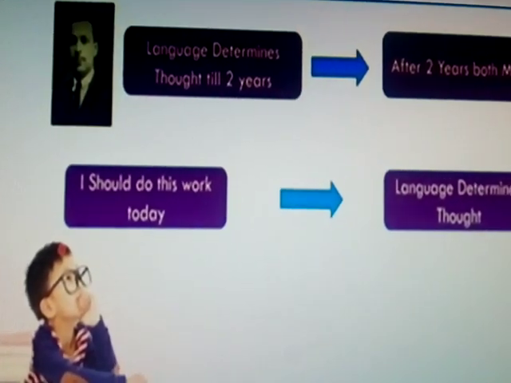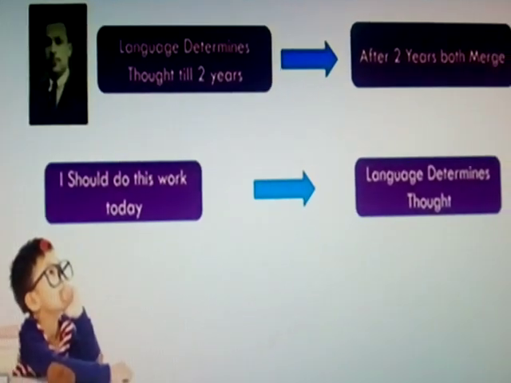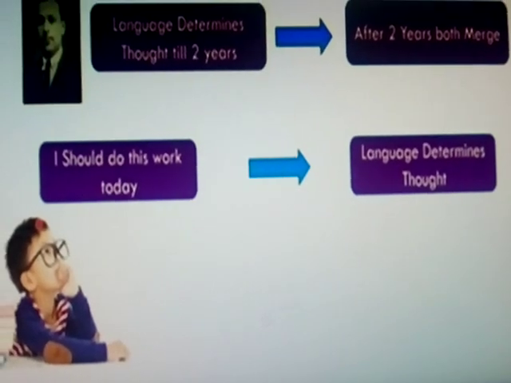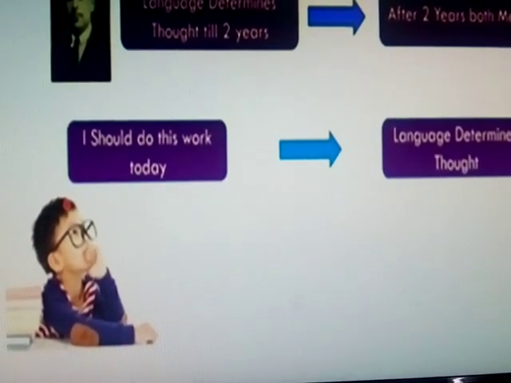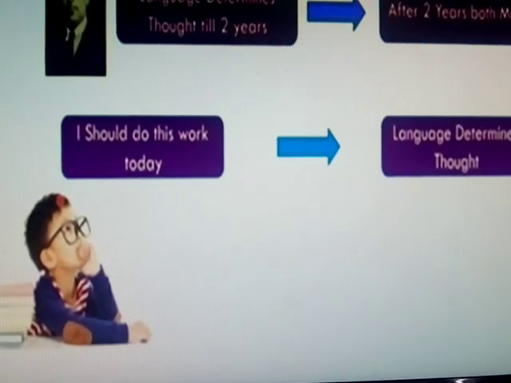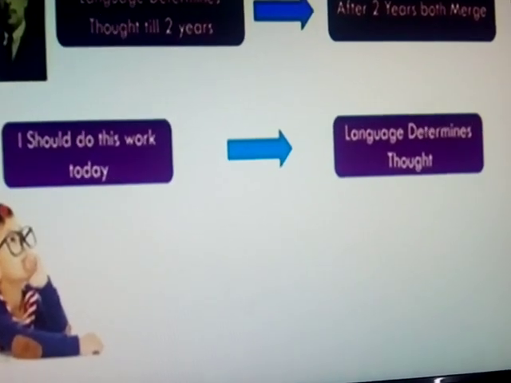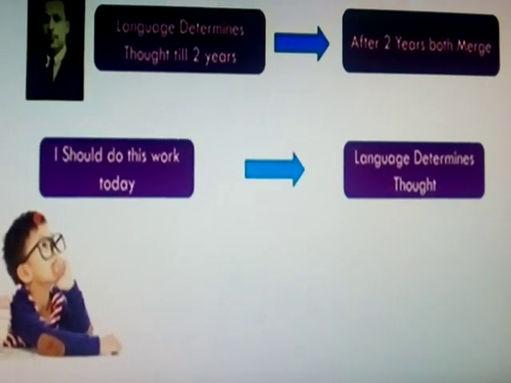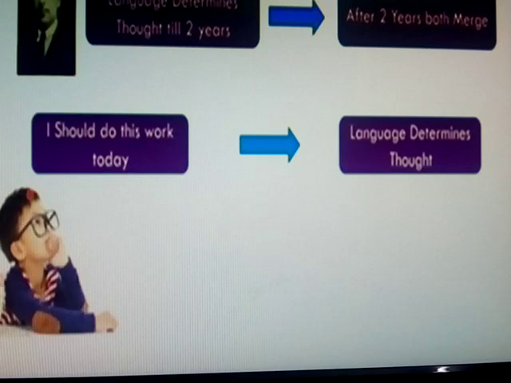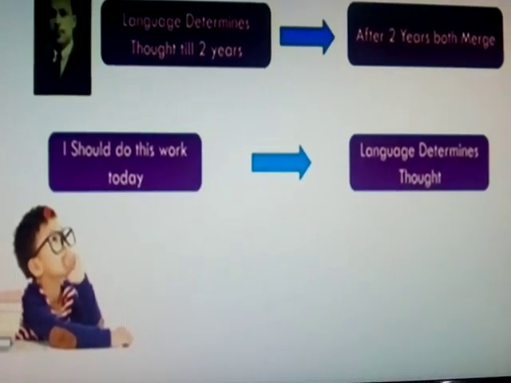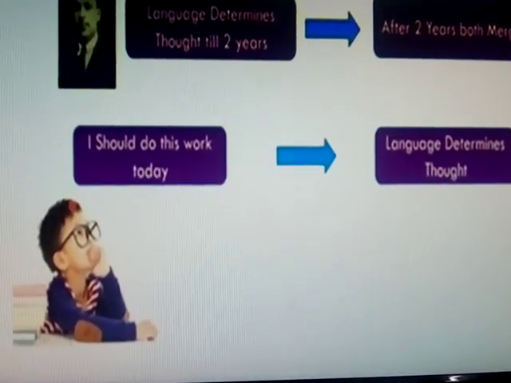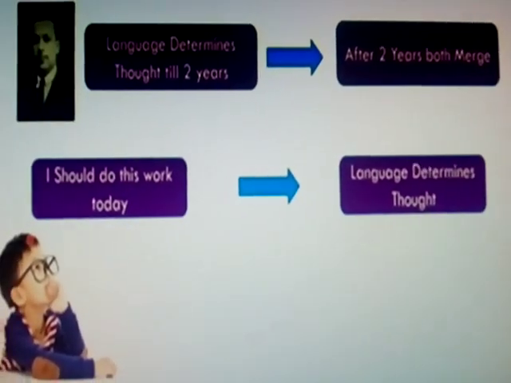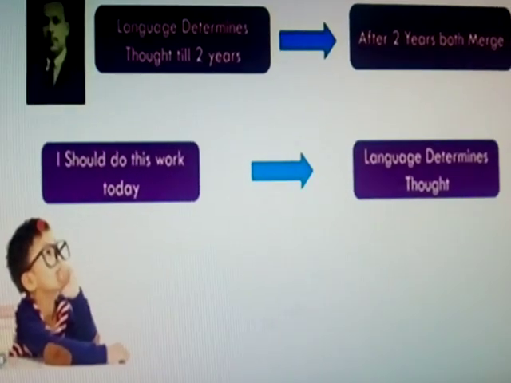Next, Vygotsky. Language determines thought till 2 years. After 2 years, both merge. For example, I should think about today's work. What is today's work? Language determines the thought. Based on the language, thought. Is today's work finished or not? This depends on knowing the language and which work, English or Maths, whatever it may be. Thinking depends on the language.